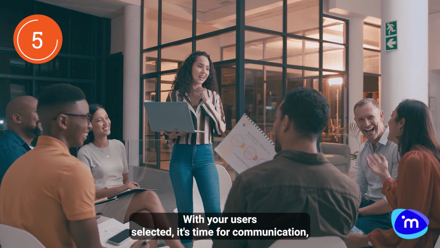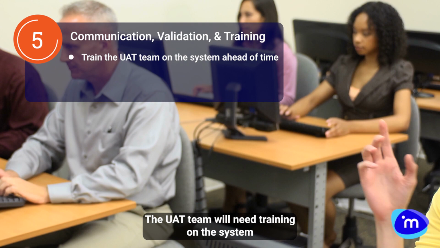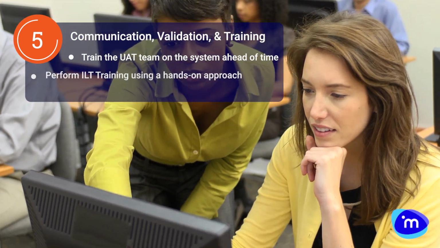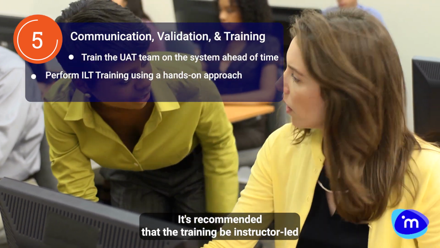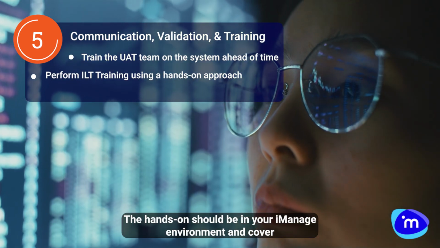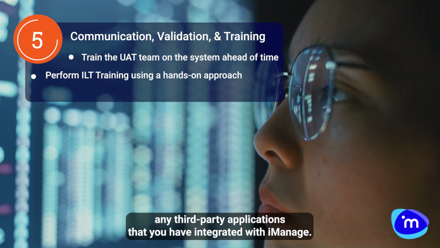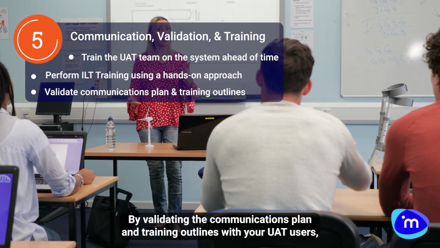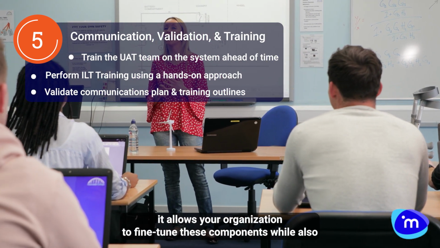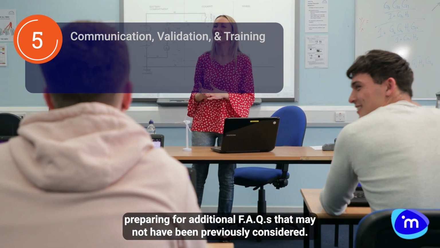With your users selected, it's time for communication, plan validation, and training. The UAT team will need training on the system they are testing ahead of running their tests. It's recommended that the training be instructor-led and contain a hands-on component. The hands-on should be in your iManage environment and cover any third-party applications that you have integrated with iManage. By validating the communications plan and training outlines with your UAT users, it allows your organization to fine-tune these components while also preparing for additional FAQs that may not have been previously considered.